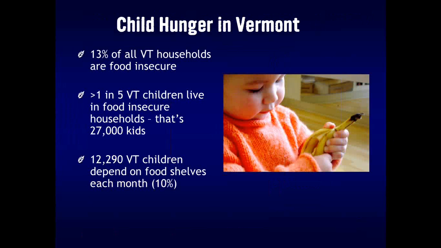So what does the census find about Vermont? The latest data we have is that about 13% of all our households are food insecure, and about 22% of our children. So more than 1 in 5 of our children live in those households. And over 12,000 kids rely on food shelves every month. So it's very common among children and more common among households with children.